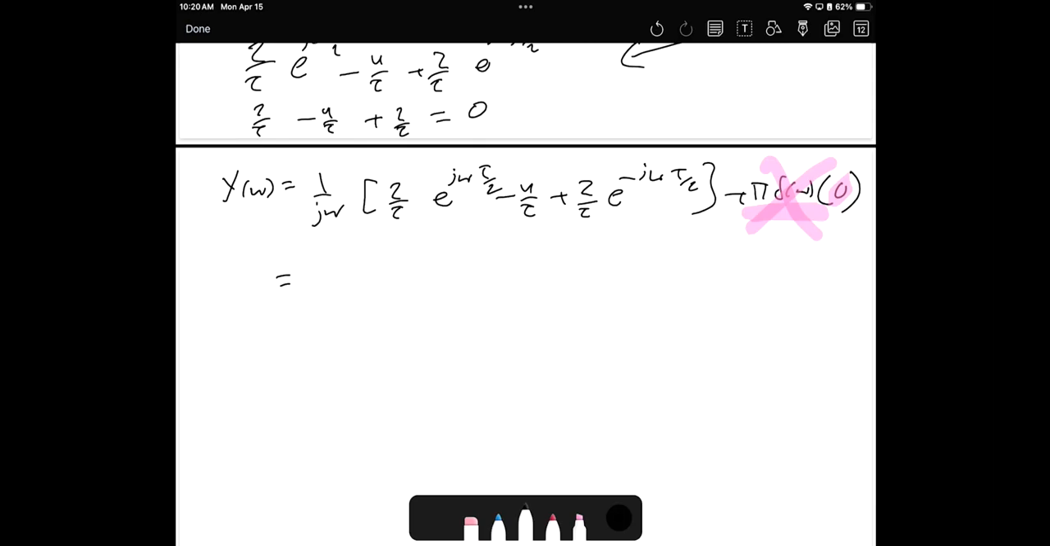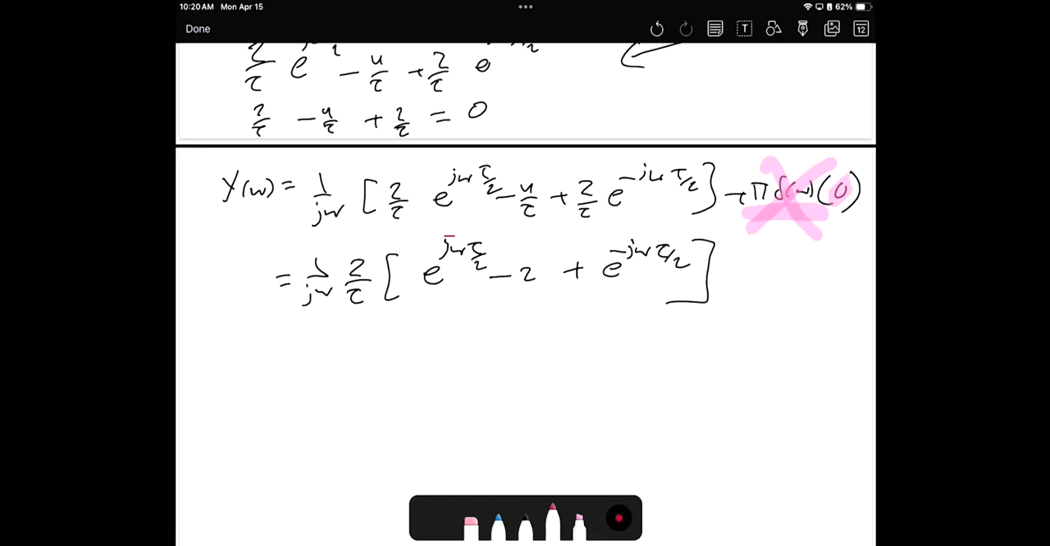we can take 2 over tau as a factor: 1 over j omega, 2 over tau, then it will be e power j omega tau over 2 minus 2 plus e power negative j omega tau over 2. Okay? Now, can we simplify it more? We need to simplify it in the simplest way.